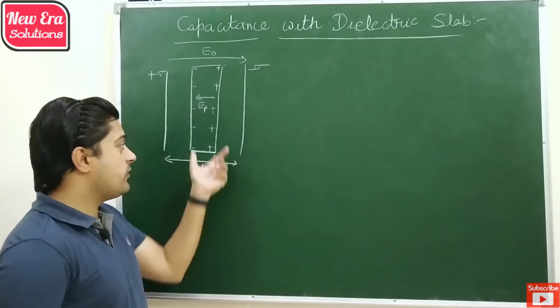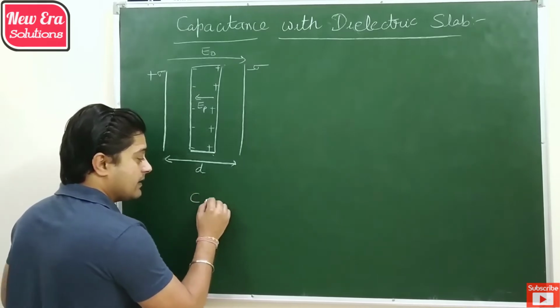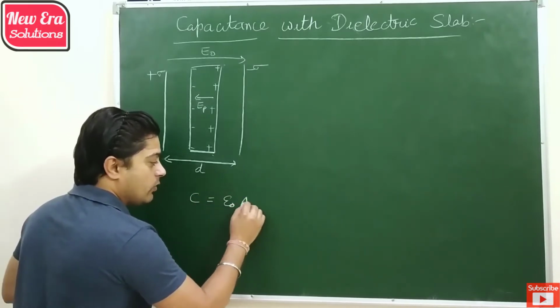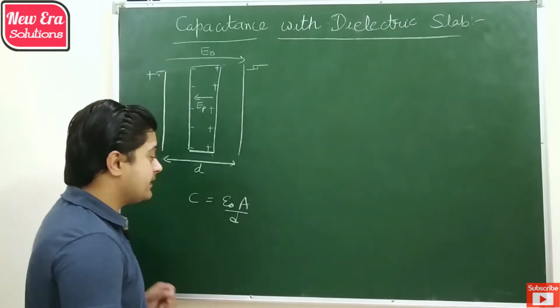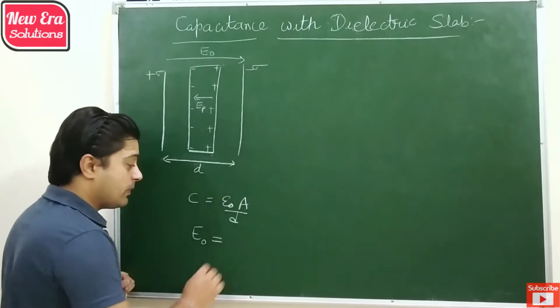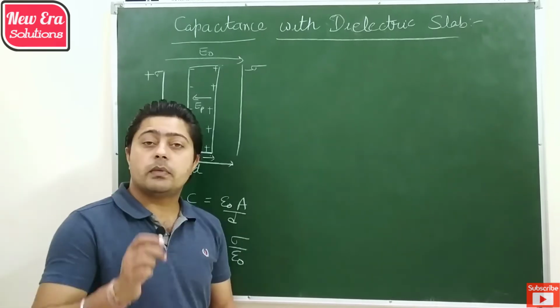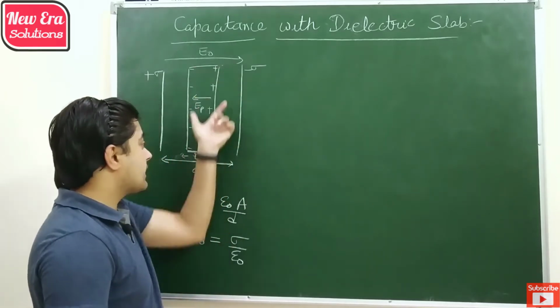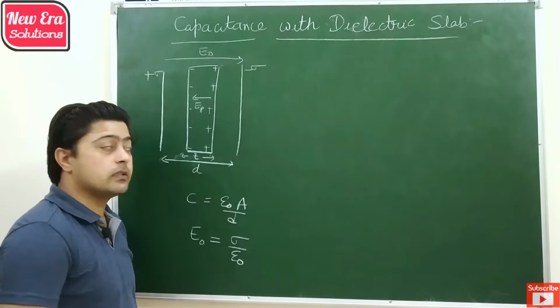So as you see, we have a parallel plate capacitor for which the capacitance is equal to epsilon naught A by d when there is air between the plates, and the initial electric field between the plates is sigma by epsilon naught. But now we insert a dielectric slab of thickness t in between the plates of the capacitor.